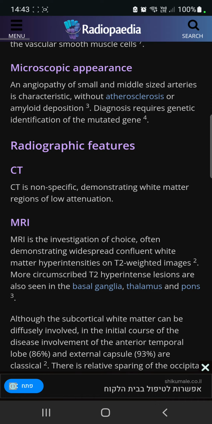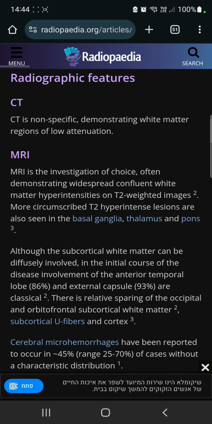Now you can see that an angiopathy of small and middle-sized arteries is characteristic, without atherosclerotic or miliary deposition. Now we need diagnosis. For diagnosis, you need genetic identification of the Notch3 gene mutation.